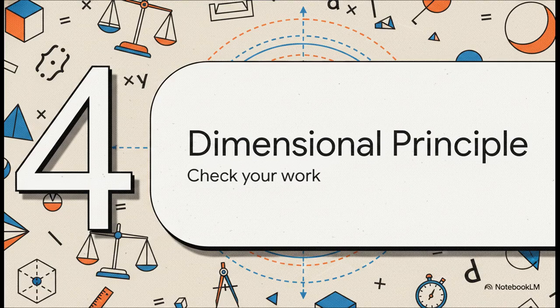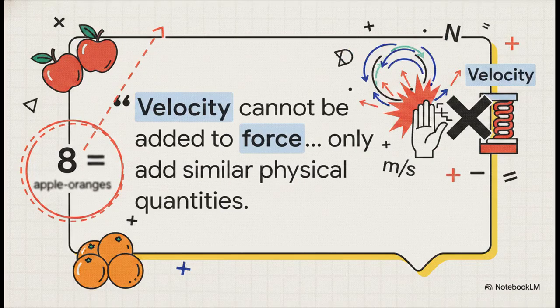Section 4. The Dimensional Consistency Principle. Literally the ultimate cheat code for checking your work. The absolute physical reasoning behind this principle is super simple. It's the classic apples and oranges analogy. You can multiply different dimensions together to create a new derived unit, absolutely. But adding or subtracting, you can only add identical dimensions. You can't add velocity to force. It breaks the universe's rules. Just like you can't add 3 apples to 5 oranges and get 8 apple oranges.